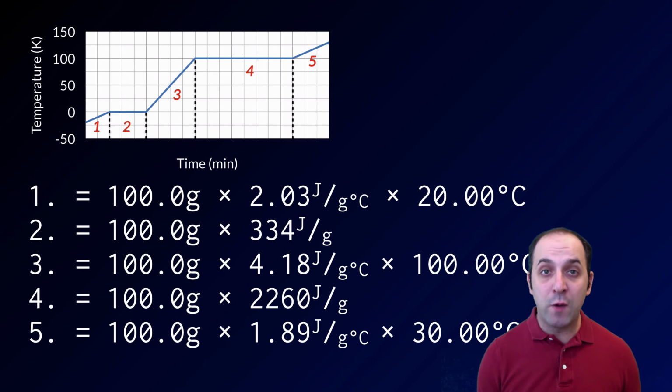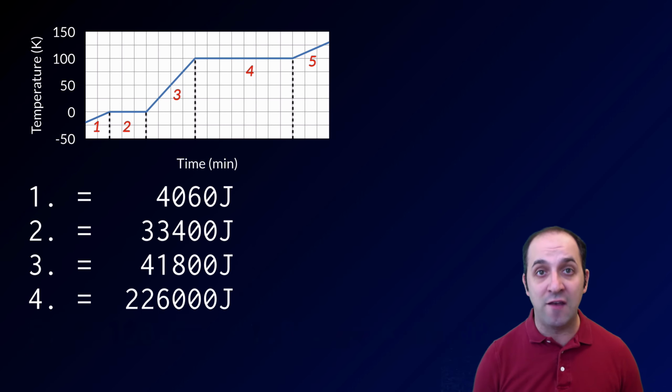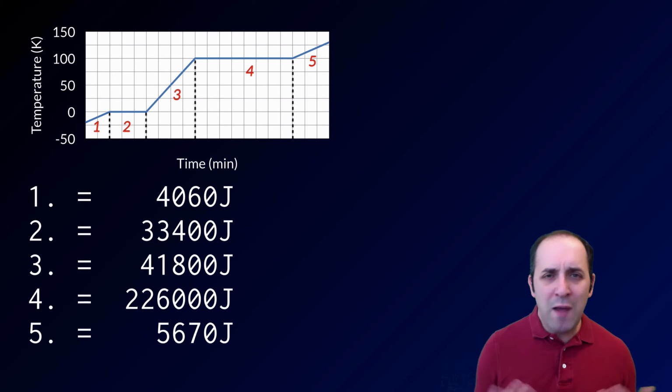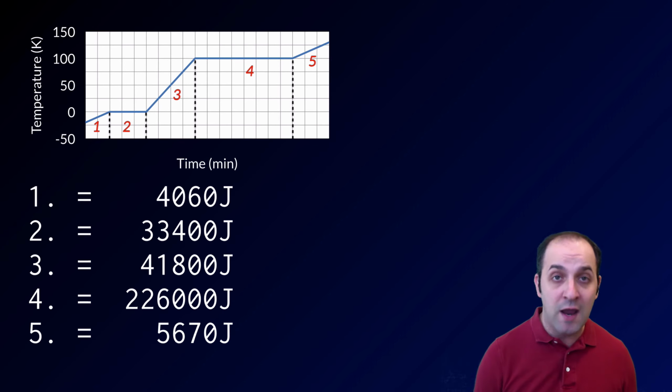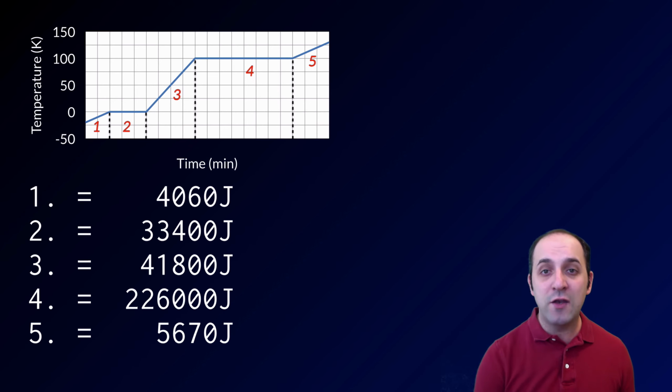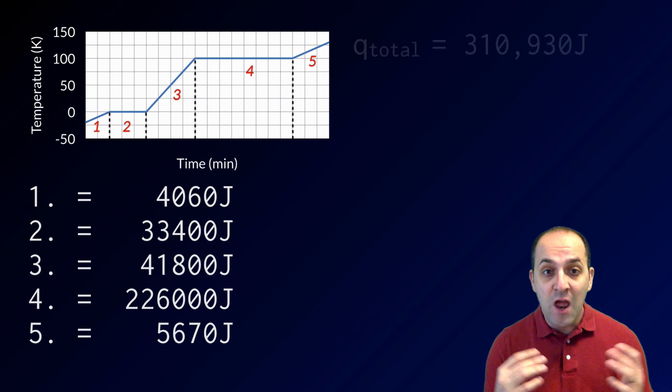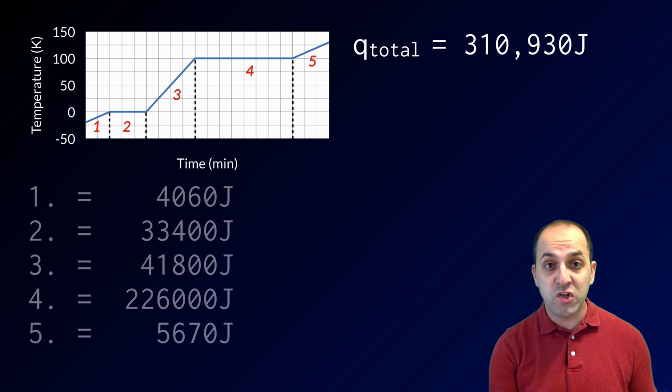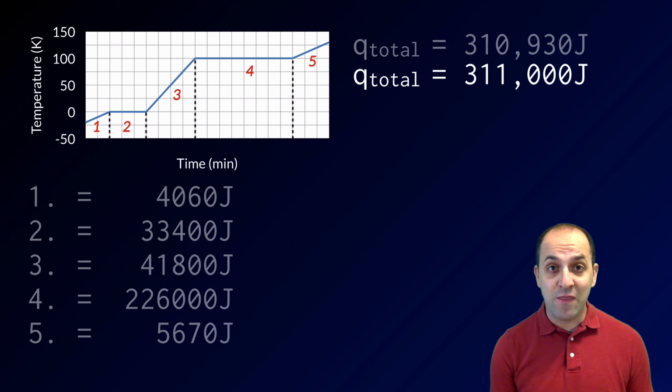Now that I've got all of my equations set up, it's just a matter of calculating out in order to get the answer for each of these line segments. Finally, what do I have to do in order to be able to figure out the total amount of energy needed in order to start at the beginning of interval 1 and end at the end of interval 5? It's probably obvious that I just need to add these things together. And so when I do that, I'm going to get a total amount of heat needed. 310,930 joules, which if we use our significant figure rules is going to become 311,000 joules.